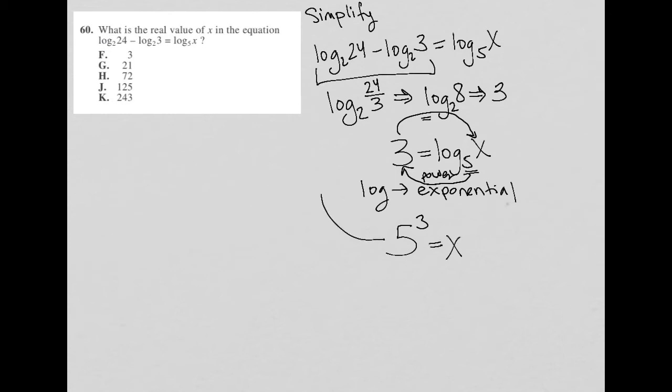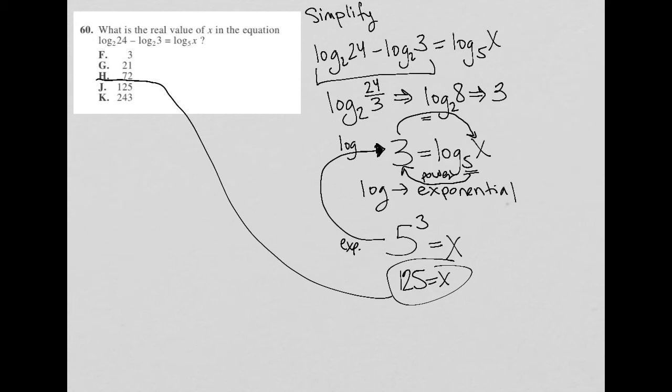This is equivalent to this statement. This is in logarithmic form, and this is in exponential form, okay? So 5 to the third power equals x. Well, 5 to the third power is 125, so 125 equals x. Therefore, our answer is choice J.